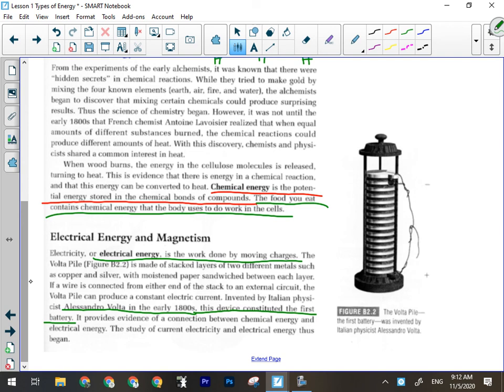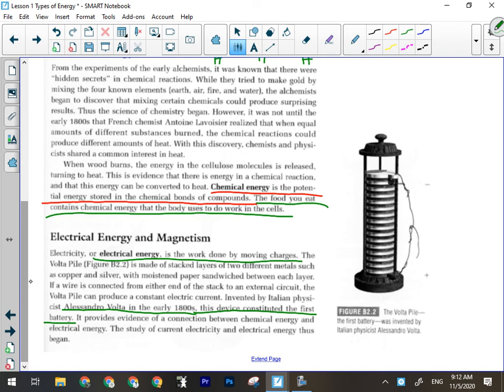Different materials such as copper and silver would have a potential difference between them, and electrons will want to flow. Now, of course, this thing was not very practical.